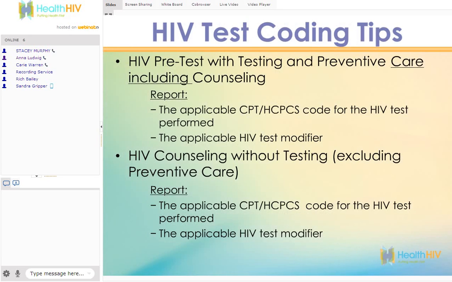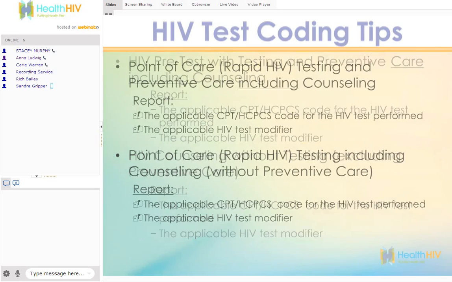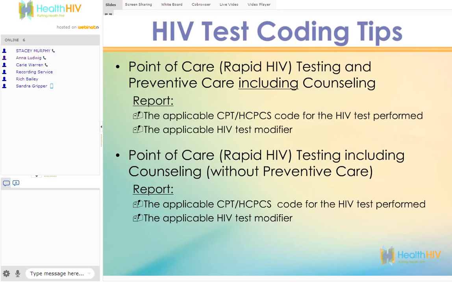HIV testing with HIV pretest with testing and any preventive services. So again, you will be reporting the preventive medicine codes without counseling codes because the preventive medicine visit codes include counseling. Any modifiers that are approved by the payer should be used for the services. So these are just some wrap-up tips that we spoke about in terms of reporting.